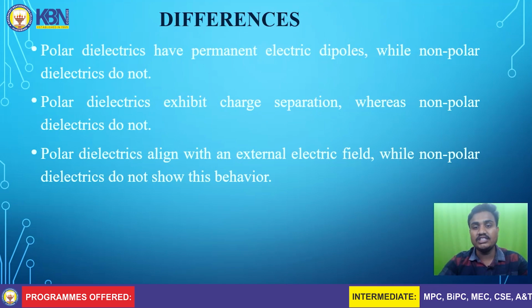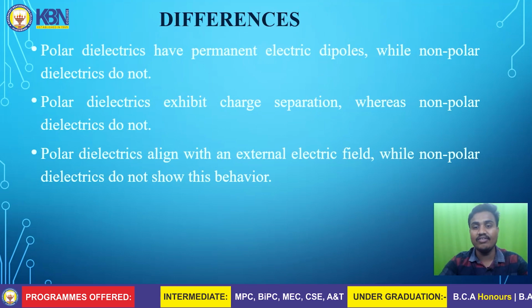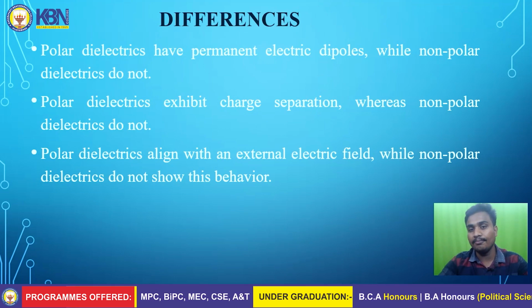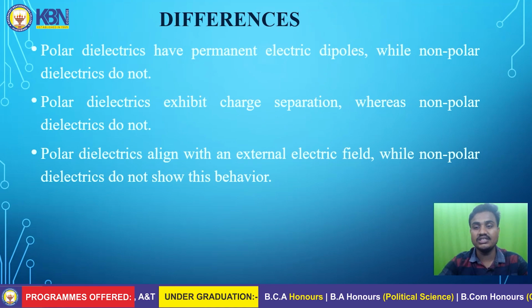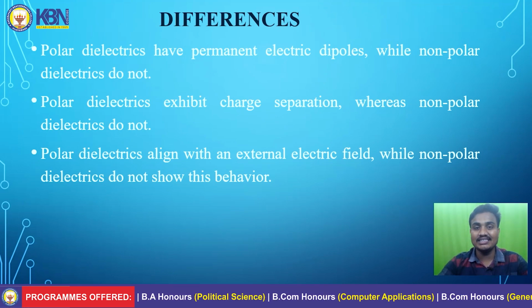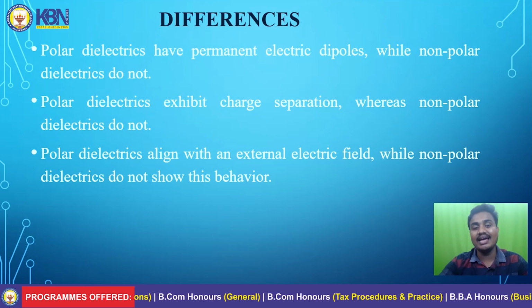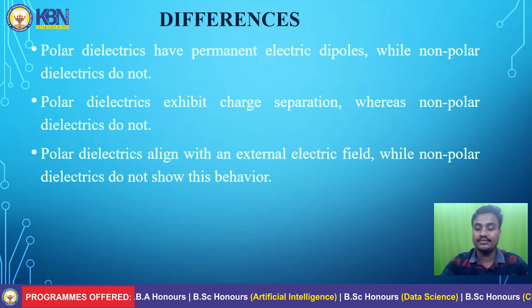Coming to the differences between polar and non-polar dielectrics: polar dielectrics have permanent dipoles, while non-polar dielectrics do not possess permanent dipoles. Polar dielectrics exhibit charge separation, whereas non-polar dielectrics do not. Polar dielectrics align with an external electric field, while non-polar dielectrics do not align with respect to the external electric field.